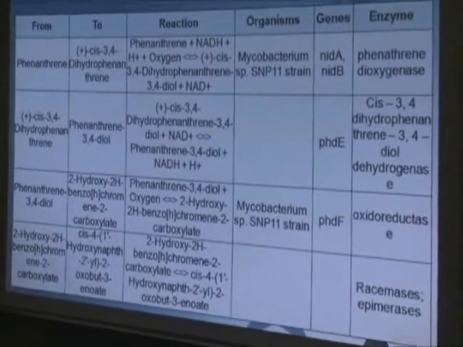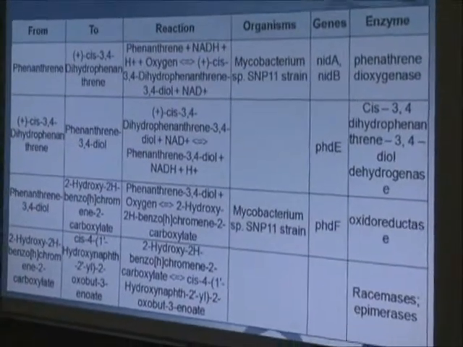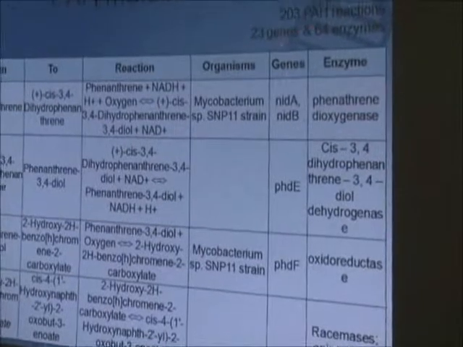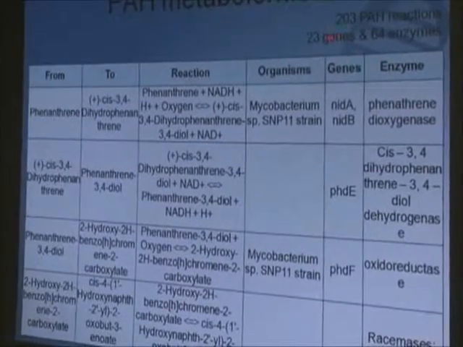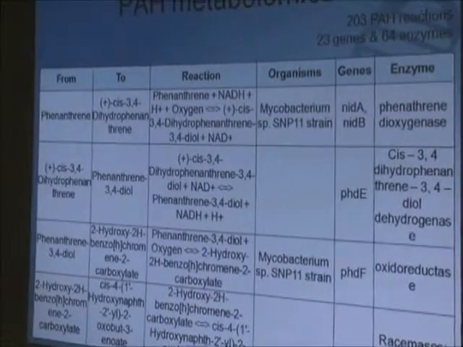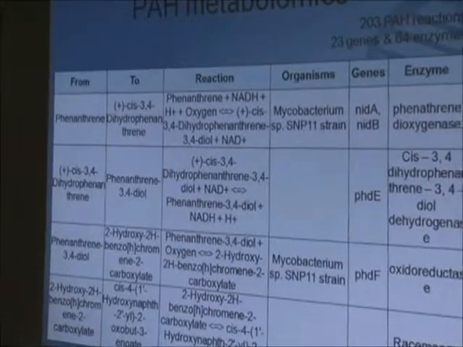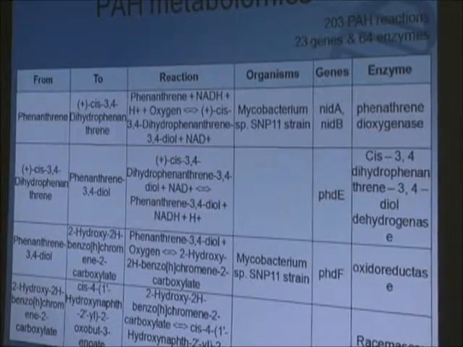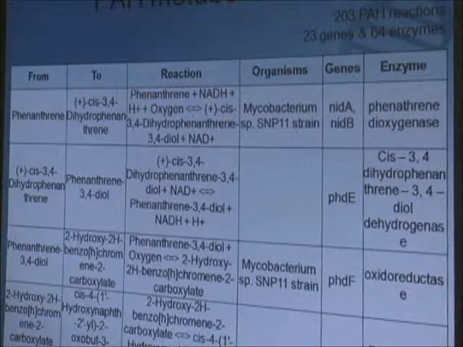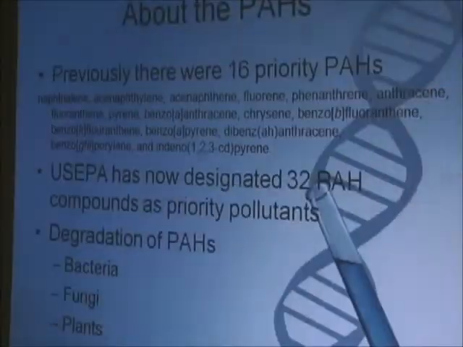Now, for this particular set of PAH reactions, we had 200 PAH reactions. Out of those 200, we only had 23 genes and 64 enzymes that we could have determined. The rest, you need to go in and fill in manually, look for it and curate it. And that is very tedious.